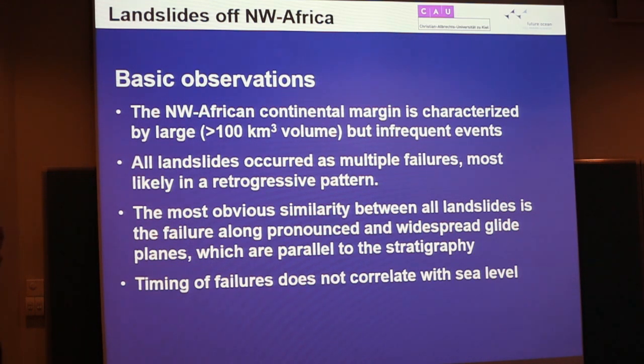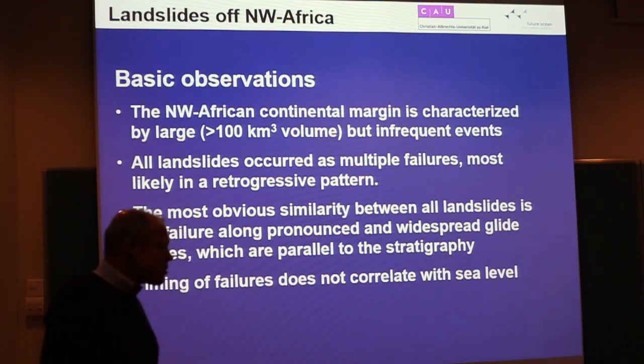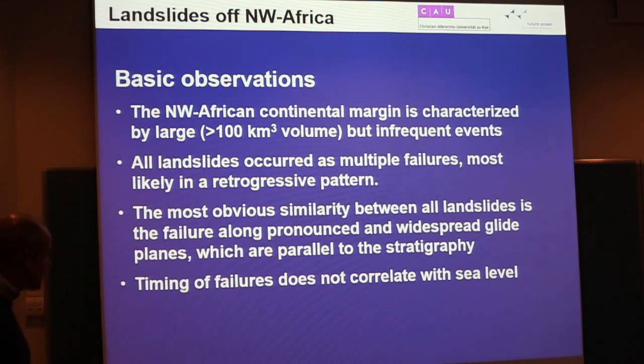So if we summarize our basic observations for Northwest Africa, then we can say that the Northwest African continental margin is characterized by large landslides of more than 100 cubic kilometers volume, but very infrequent events. They are not irregular. All landslides occurred as multiple failures, most likely in a retrogressive pattern, starting downslope and moving upslope. And the most obvious similarity between all these landslides is that they seem to occur along very widespread glide planes, parallel to stratigraphy, pointing to the occurrence of very pronounced weak layers, which are very continuous. Timing of failures does not correlate with sea level.